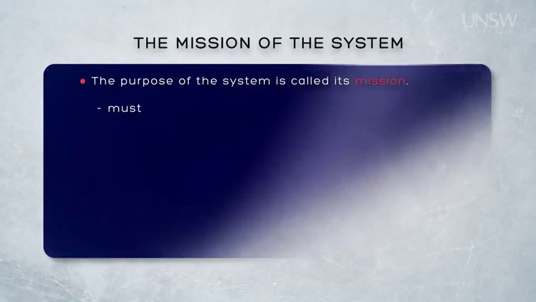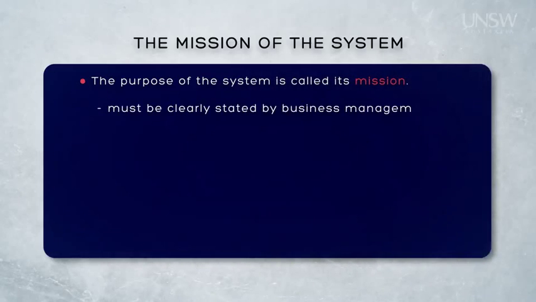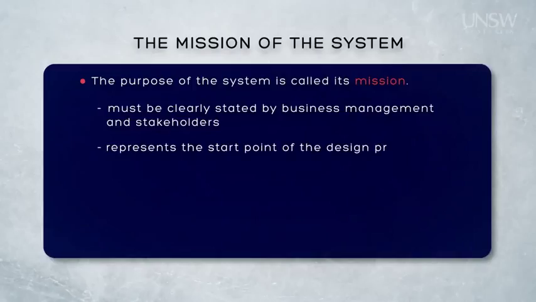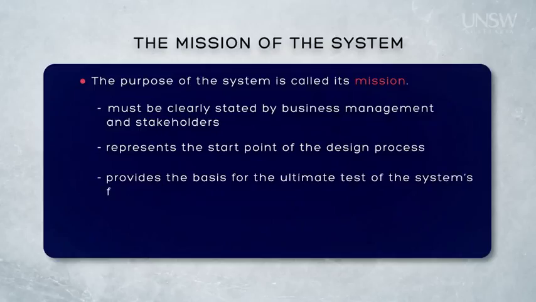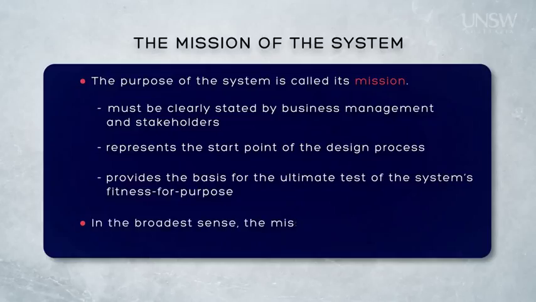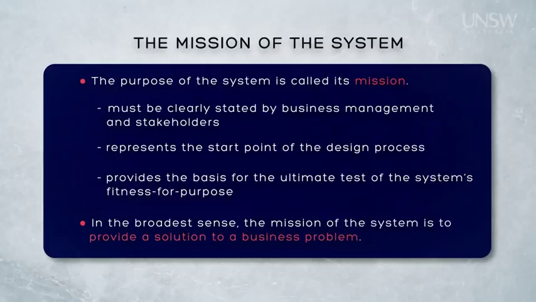That system of interest comprises those system elements and their interconnections that exist within our defined system boundary. The purpose of the system is called its mission, which must be clearly stated by business management and stakeholders. The mission represents the start point for the design process, as well as providing the basis for the ultimate test of the system's fitness for purpose once it's been fielded. In the broadest sense, then, the mission of the system is to provide a solution to a business problem.